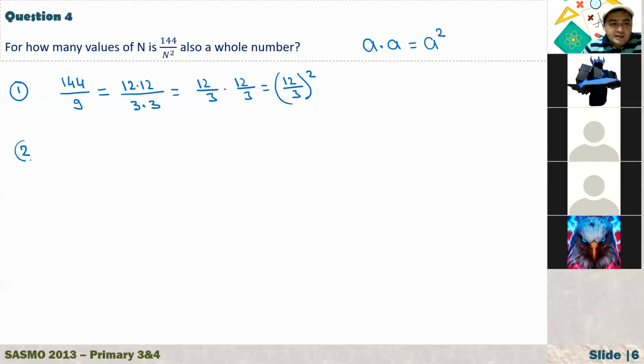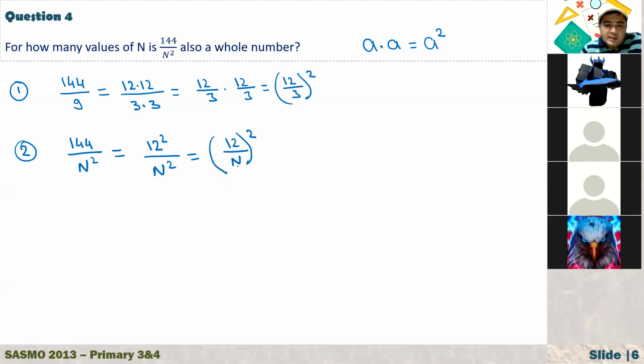Now the second step: how about our question here? For how many values of n is 144 over n squared also a whole number? I'm just going to write it like this. 144 is 12 squared, and here we have n squared, so I can write it as 12 over n, squared.